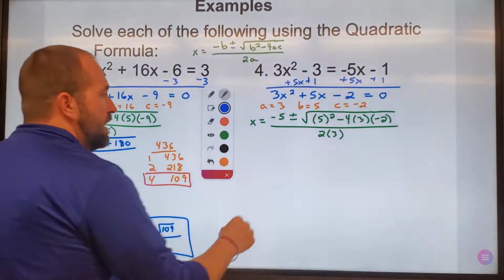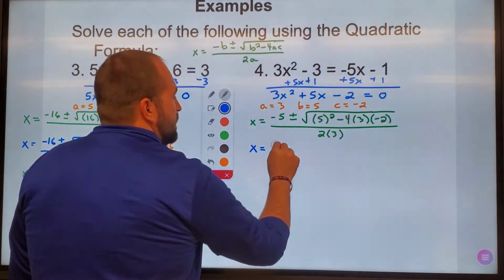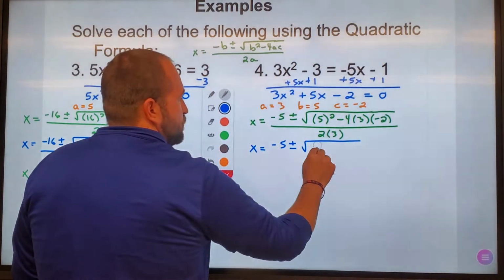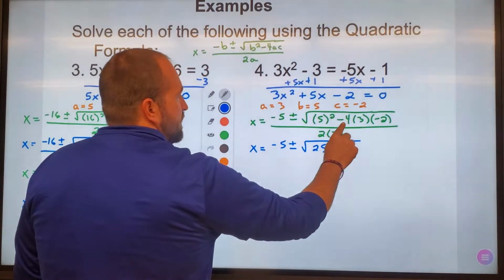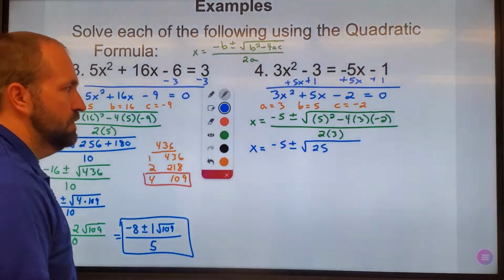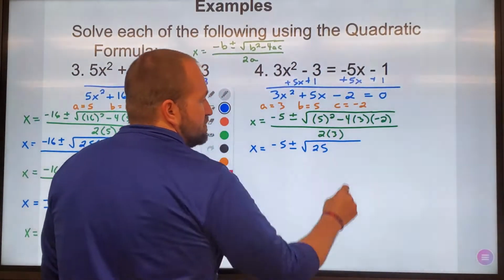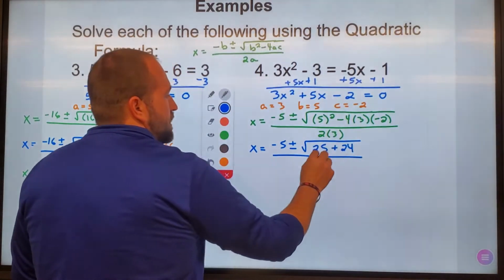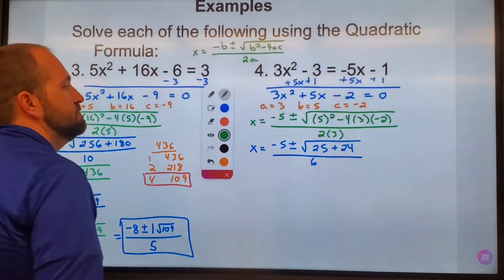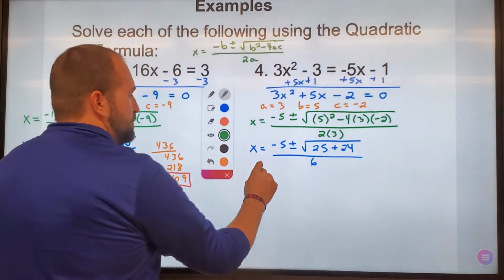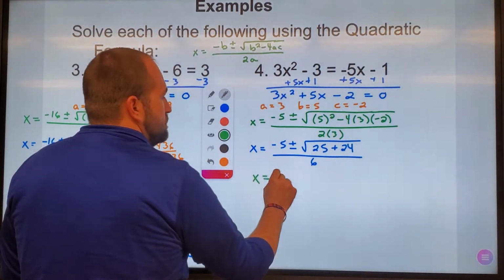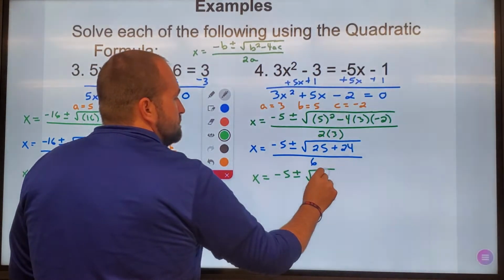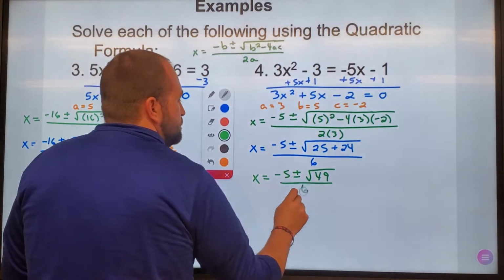And again, working it down now, so x equals -5 plus or minus the square root. 5 squared is 25. -4 times 3 is -12. -12 times -2 is positive 24. And 2 times 3 is 6. 25 plus 24, so x equals -5 plus or minus square root of 49 over 6.